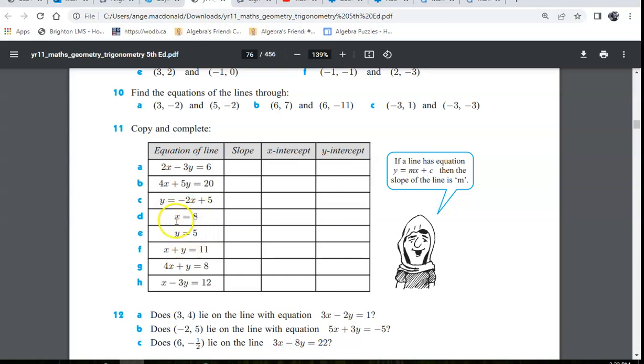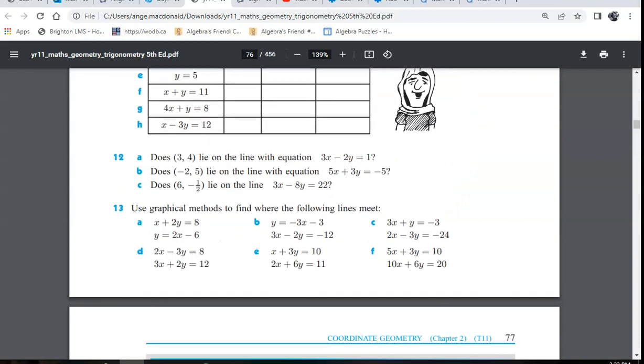Keep in mind what we talked about. X equals 8, Amara. What does x equals 8 look like? It's a vertical line. So we already know that's going to have a slope of undefined. Y equals 5. Grease lightning, right? Horizontal line has a slope. So just have a go at those. The answers are at the back. You could have a look and always work backwards.